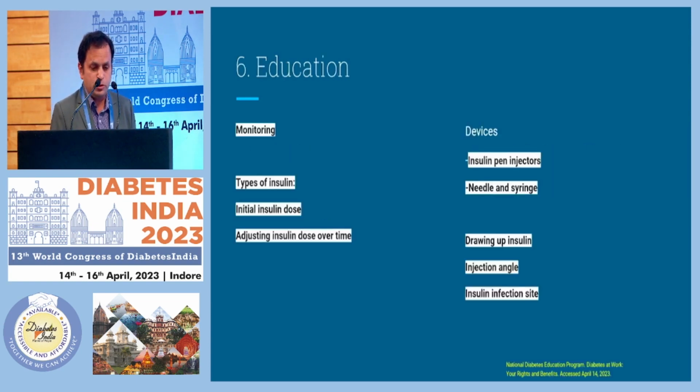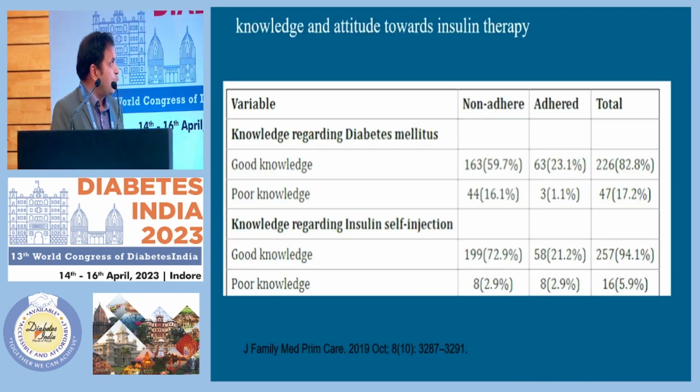And education is very important, like monitoring is very important, and the types of insulin we should educate them about, which is a fasting insulin, which is a postprandial insulin, and devices we told you in detail. So education about the devices is also important, and knowledge and attitude towards insulin therapy. It is found that with good knowledge regarding diabetes mellitus, almost 23% were adherent compared to the people with poor knowledge. And similarly, knowledge about insulin injection technique, the people with good knowledge had 21% adherence compared to only 2.9%.